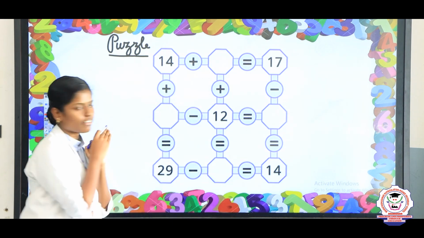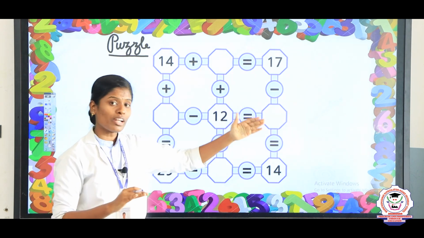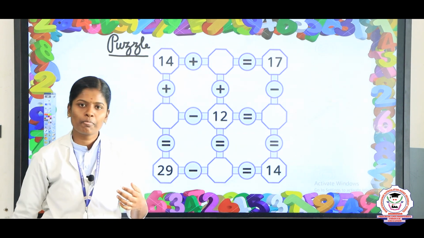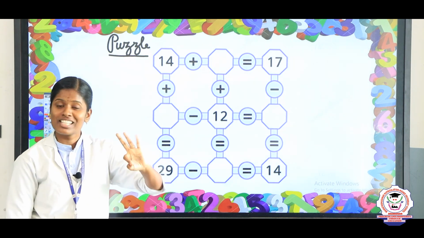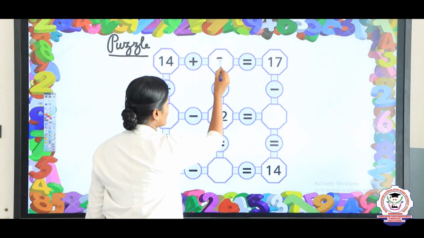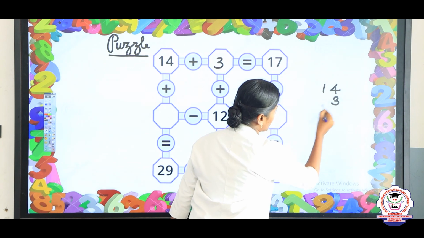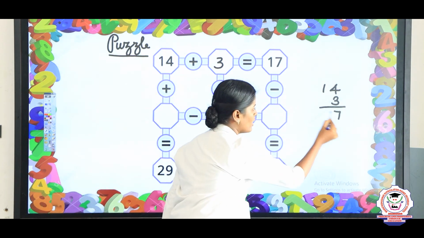Listen children, now we are going to see a very interesting puzzle. Listen here. The first one is 14 plus some box equals 17. So what number should we add to 14 to get the answer 17? Very good. The answer is 3. So take 14 plus 3. 4 in the mind, 3 on the fingers. So the answer is 7 and 1.